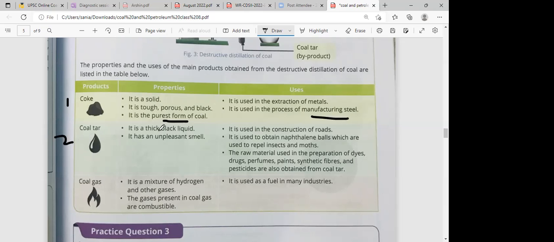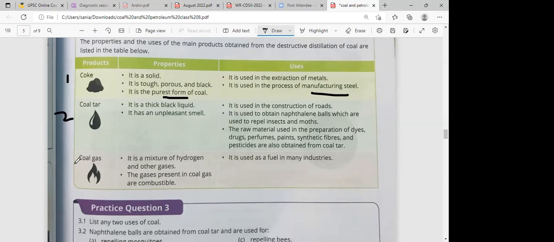Second one is coal tar. It is a thick black liquid and it has an unpleasant smell. Uses: it is used for the construction of roads, right? It is used to obtain naphthalene balls, which are used to repel insects and moths. We keep these naphthalene balls inside our clothes, especially the warm clothes. Next, it is the raw material used in the preparation of dyes, drugs, perfume, paint, synthetic fiber. Here also, you are going to use the coal tar.